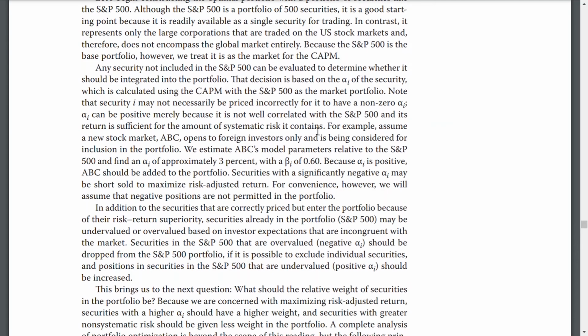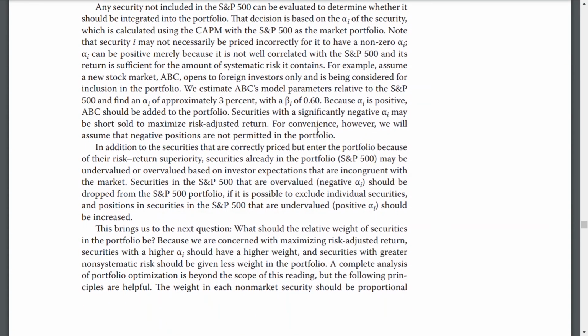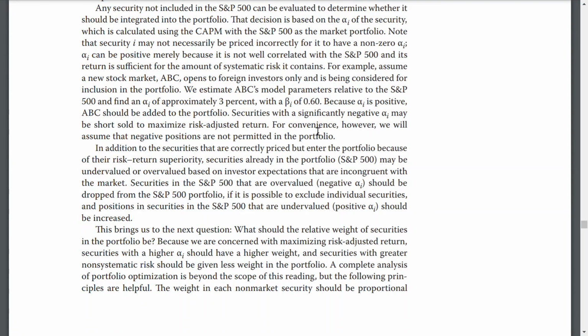Any security not included in the S&P 500 can be evaluated to determine whether it should be integrated into the portfolio. The decision is based on alpha i, the alpha of security i, which is calculated using the CAPM with the S&P 500 as the market portfolio. Note that security i may not necessarily be priced incorrectly. For it to have a non-zero alpha, i can be positive merely because it is not well correlated with the S&P 500, and its return is sufficient for the amount of systematic risk it contains.